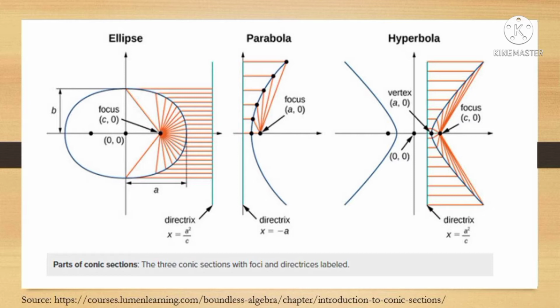in the following section. A conic section is the locus of points P whose distance to the focus is a constant multiple of the distance from P to the directrix of the conic. These distances are displayed as orange lines for each conic section in the following diagram. Parts of the conic sections: the 3 conic sections will have foci and directrices labeled.